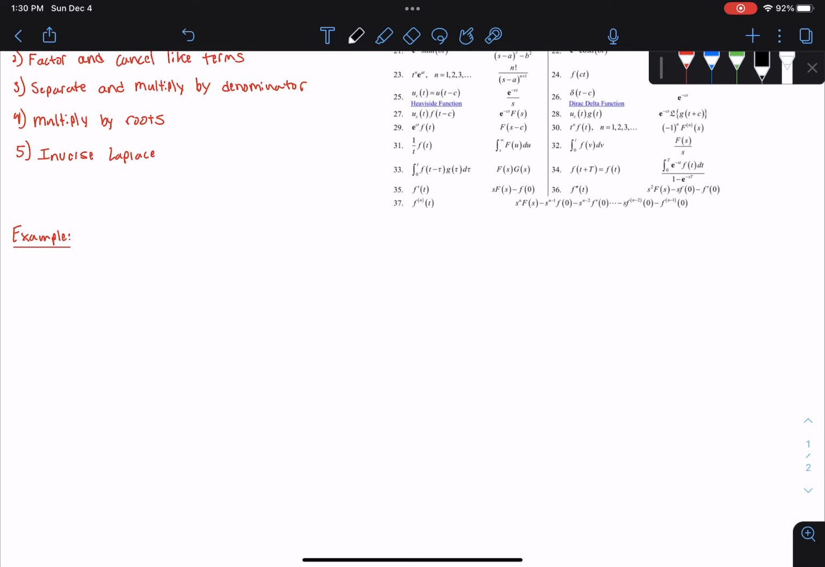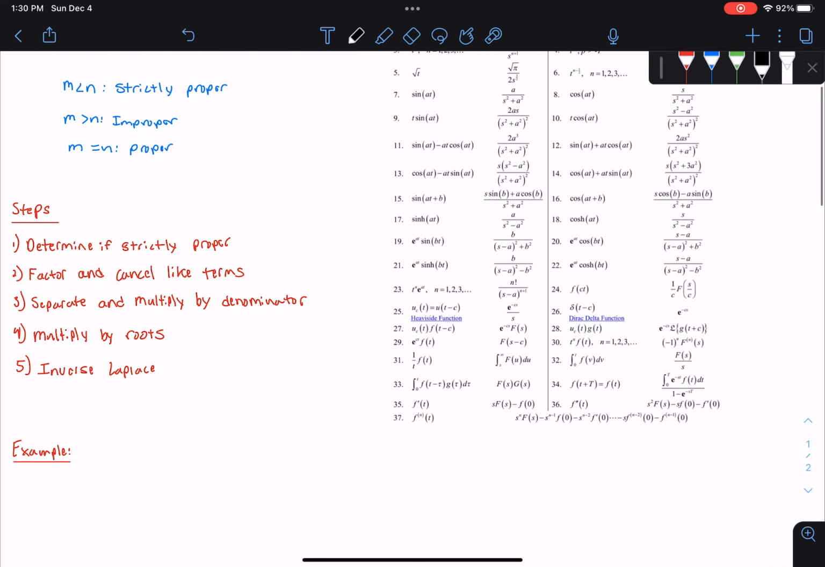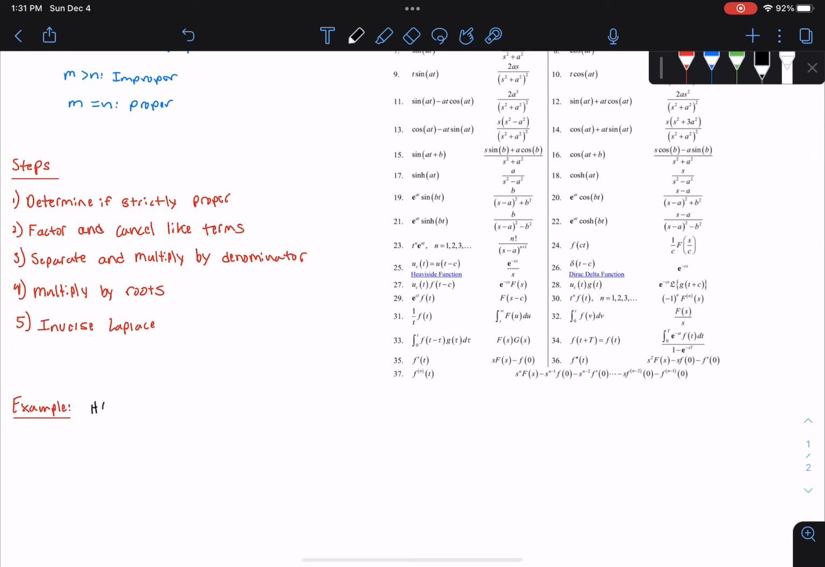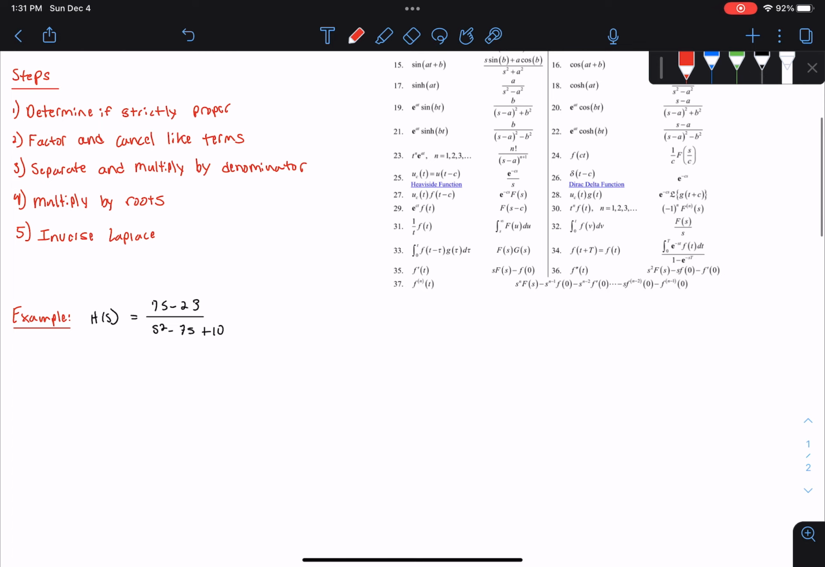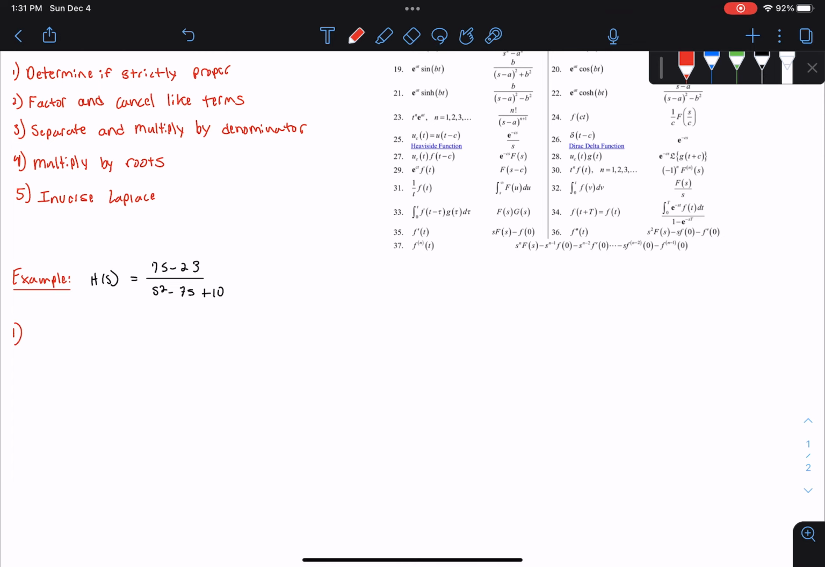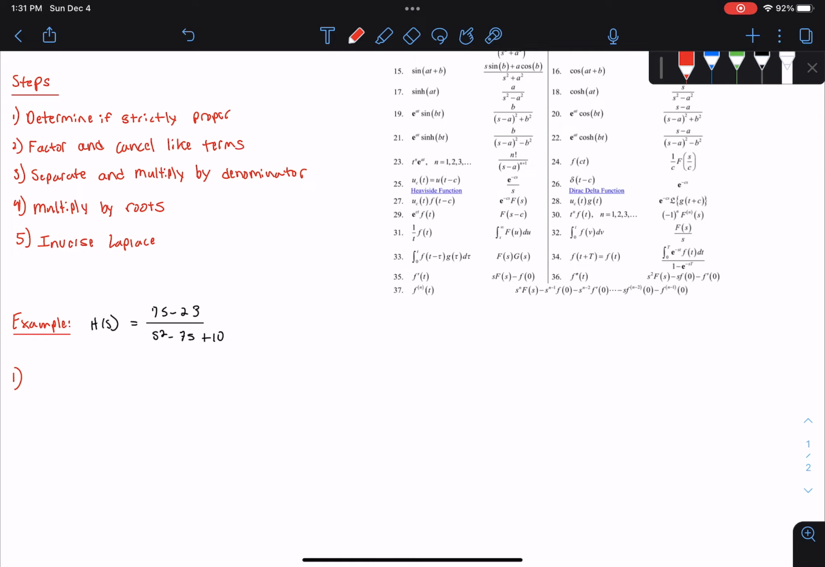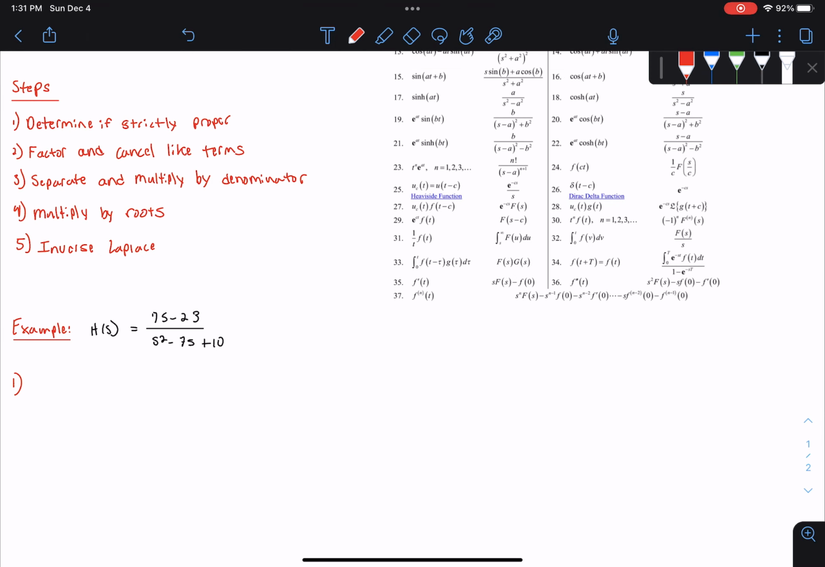It's going to be a fairly easy example, but it'll show basically all the steps that we need to use. So we have H of s is equal to 7s minus 23 over s squared minus 7s plus 10. So we have step 1, which is to determine if the transfer function is strictly proper. In the numerator, we have an exponent of 1, and in the denominator, we have an exponent of 2. So m is equal to 1, n is equal to 2, and this means it is strictly proper.